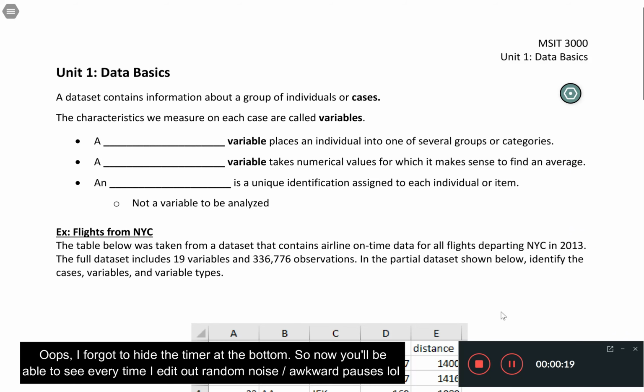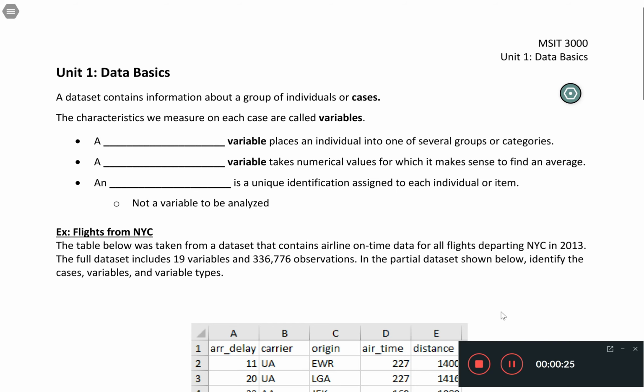Right, so let's just start with some really basic terms to describe data. A data set contains information about a group of individuals or cases. So cases is what we call the individuals in the data set.